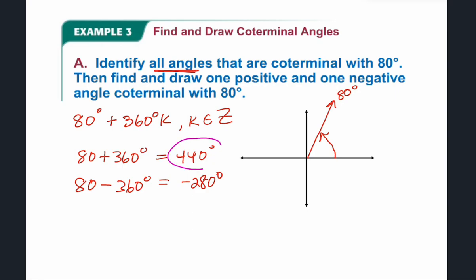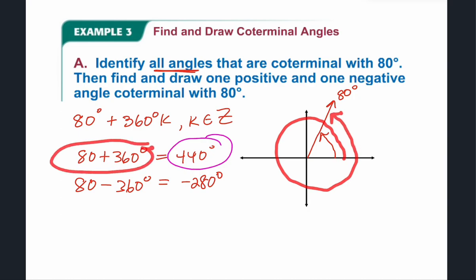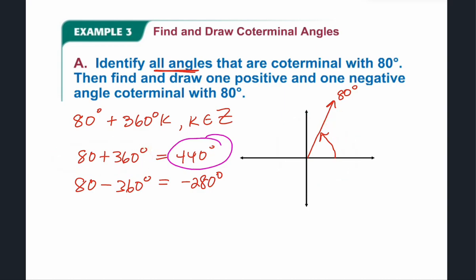Now let's draw 440. How do we draw 440? Well, one rotation around is 360 plus 80 more. That's exactly what we did. 80 plus 360 gets me to 440. So how do I draw that? You make a rotation around to 360 and get to 80, and that is 440. Do you see how we did that? 360 plus 80 is 440, and I went in the counterclockwise direction because that's the positive direction.